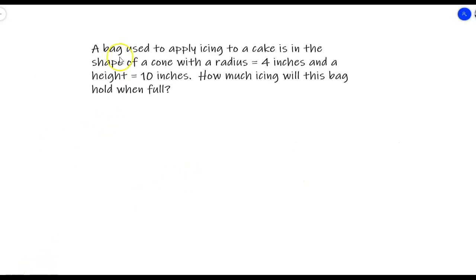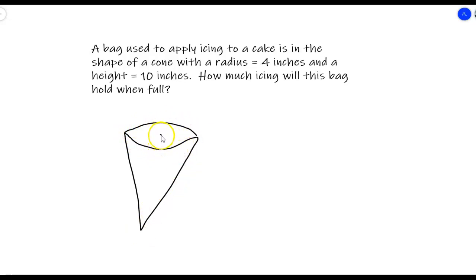All right, for this last example here, it says a bag used to apply icing to a cake is in the shape of a cone with a radius equal to 4 inches and a height equal to 10 inches. How much icing will this bag hold when full? So once again, I'm going to try my best to draw a cone here. All right, not too bad, not too bad.